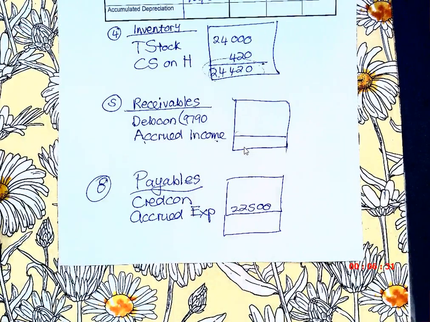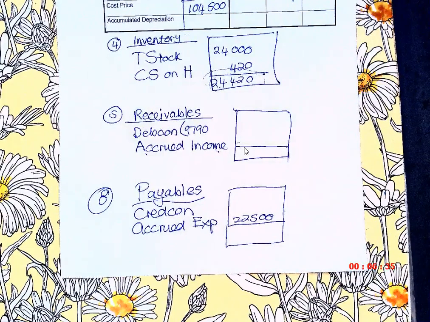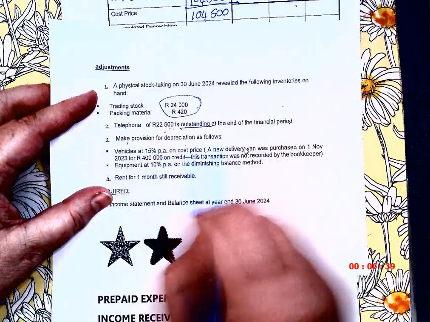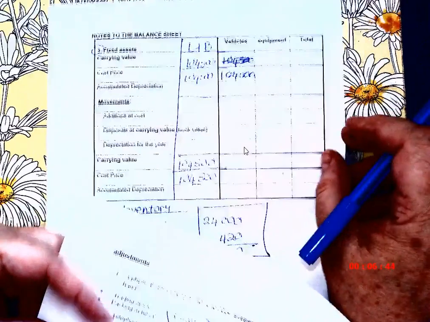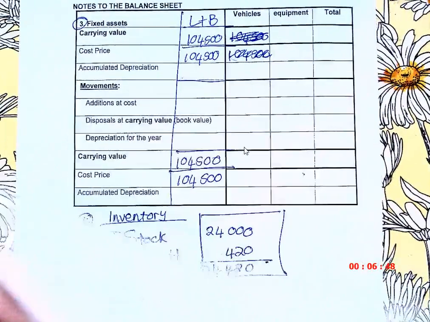22,500. Still outstanding. You guys got it? Next one. Now I go look, I see: make provision for depreciation. So now I am back at note 3. Can you see why I love accounting? Because my mind can jump around.